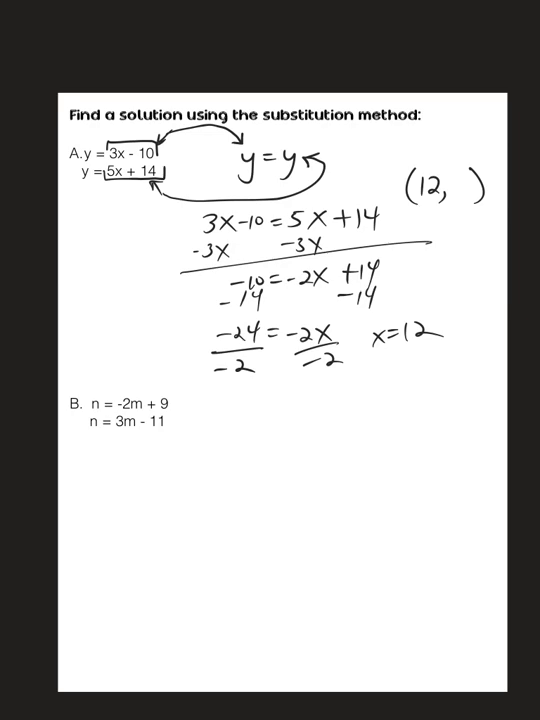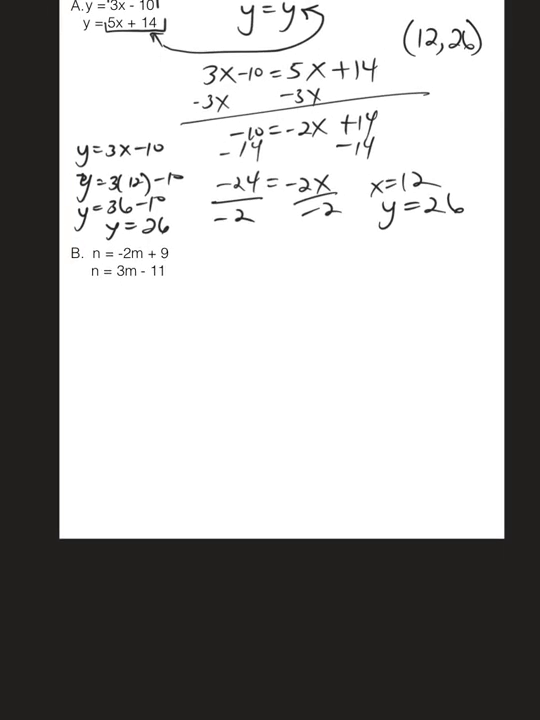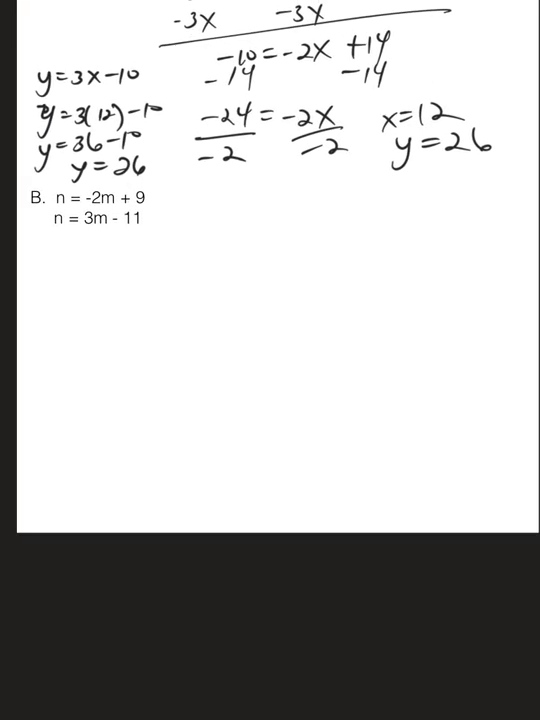So I can use either one of my original equations. I'm just going to use the first one, y equals 3x minus 10, and I'm going to substitute 12 in for x. Y equals 26. Once I get to that point where I have that ordered pair, I have a value for x and a value for y that not only makes the first linear equation true, but also makes the second linear equation true, then I know that I have finished the problem. Go ahead and take a moment and do B, and then come back and compare your answer to mine.